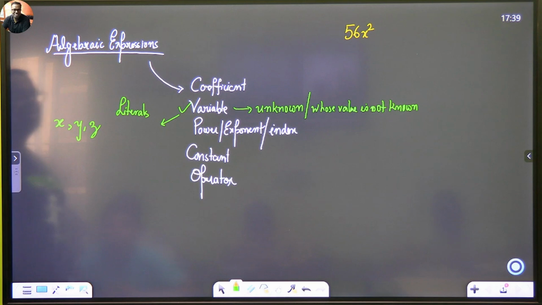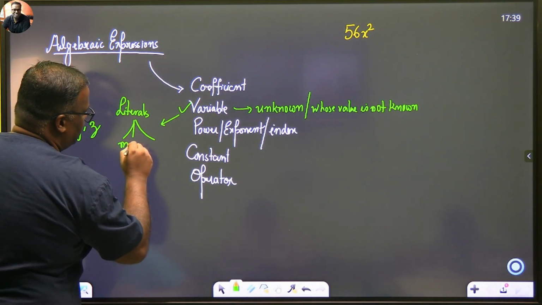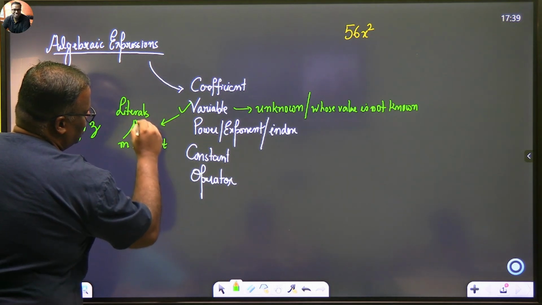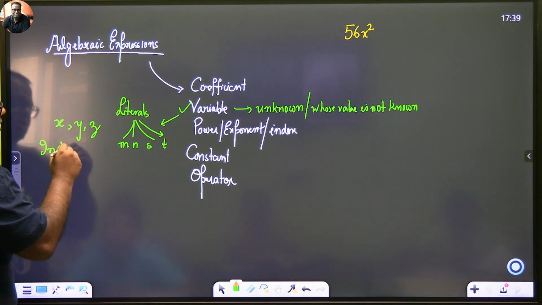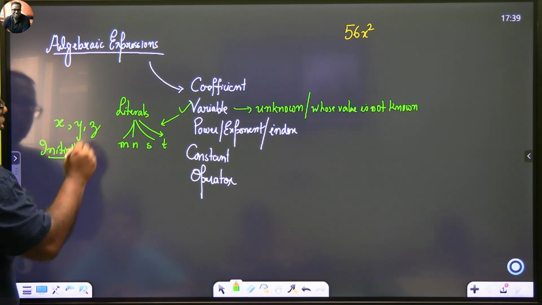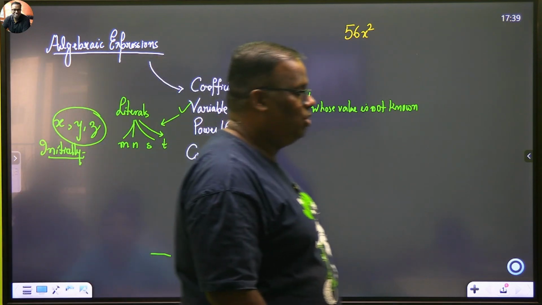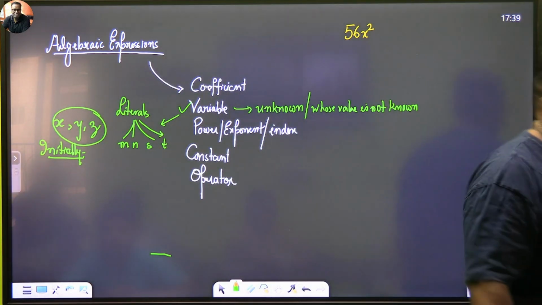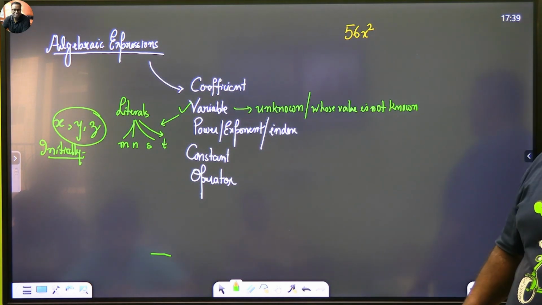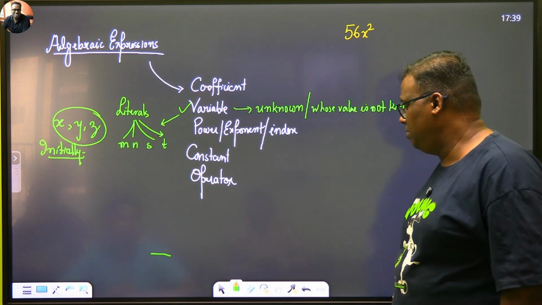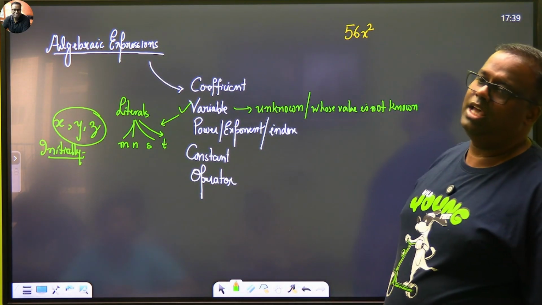But that does not restrict you from using some more literals like M, N, S, T. You can use them also. But initially, you will see that X, Y, Z are appearing more. They are more predominant when variables are expressed. So what is a variable? A variable is something whose value is not known, and it can take up any value, usually represented by the English literals X, Y, and Z.